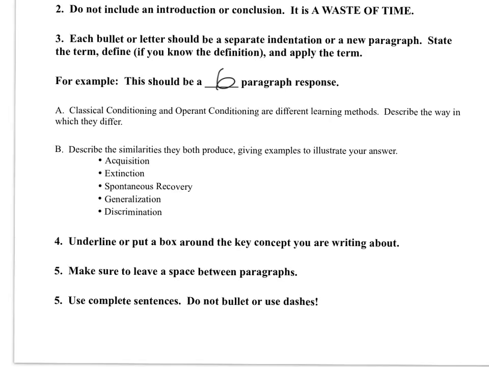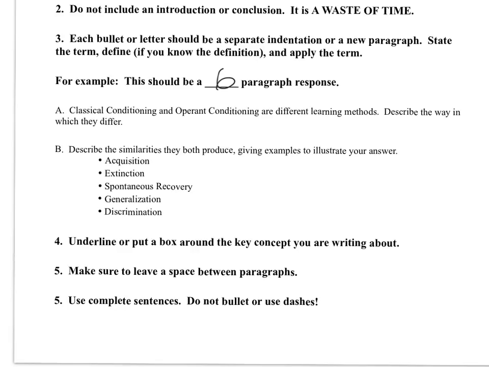You want to use complete sentences. You don't want to start off your paragraph with dashes or bullets. And even though it's listed with an A first part, B second part, and then you see the bullets in front of each of the terms here, they don't want you to include letters or bullets or dashes. They want it to be a solid paragraph, in this case, a 6-paragraph response.